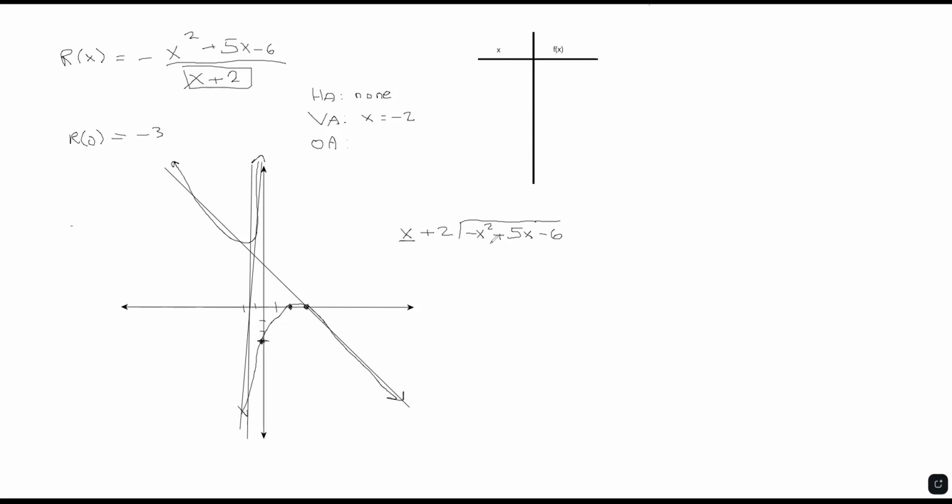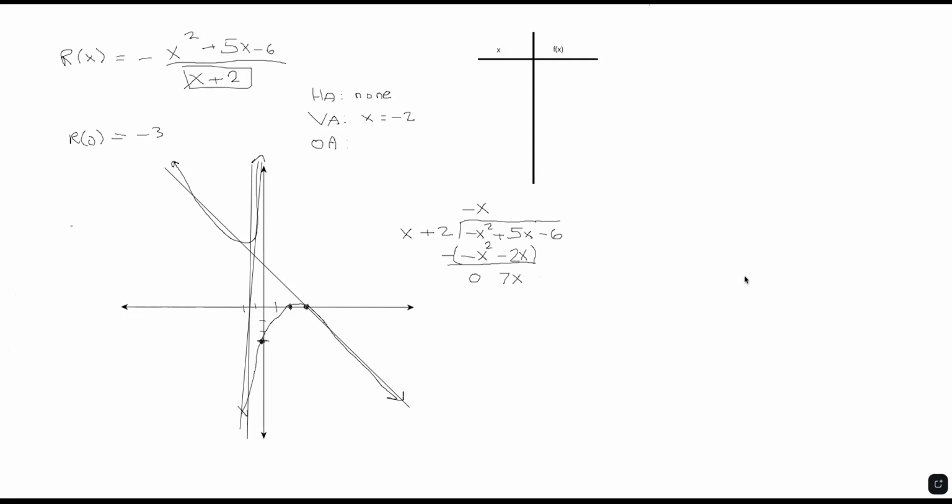So how many times can x go into -x squared? That would be -x, because negative x times x is negative x squared. And then negative x times 2 is negative 2x. So just like with normal long division, we multiply and then we subtract. So this is going to be 0x squared, and then this is going to be plus 2x. So 5x plus 2x is 7x. Bring down the minus 6.